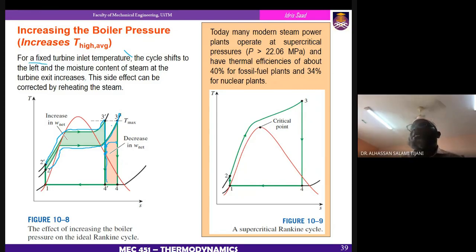Okay, for a fixed turbine inlet temperature, the cycle shifts to the left and the moisture content of the steam at the turbine exit increases. This effect can be corrected by reheating. Yes, so this is the situation. Let's say if we expand the fluid at this state, it continues to go down. We can reheat it up to state 3 before again expanding.